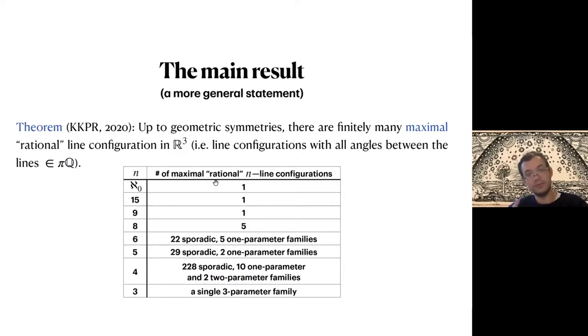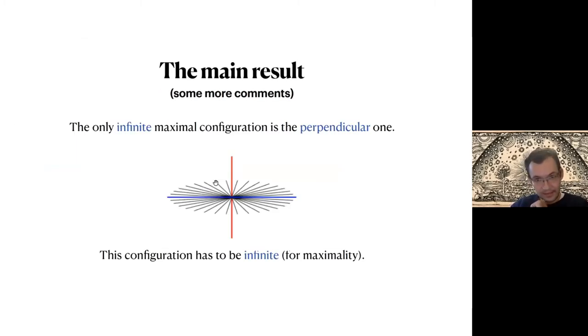But even more surprisingly, if you have 16 or more lines, the only configuration you can get is this one, the perpendicular one. In order to preserve maximality, we require this one to be infinite.